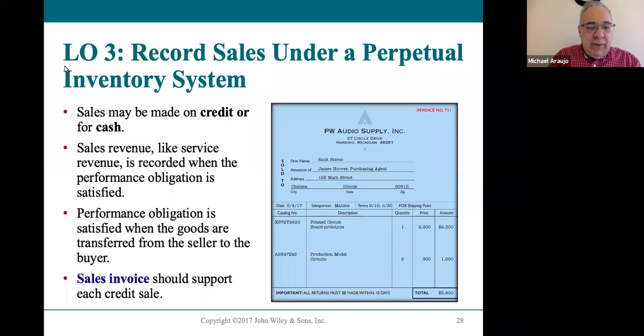All right, so chapter 5, learning objective 3, same invoice, but now we're looking at it from the seller's perspective. As you know, the seller is PW Audio Supply all the way up in Michigan, where you think it's cold here, it's colder there.